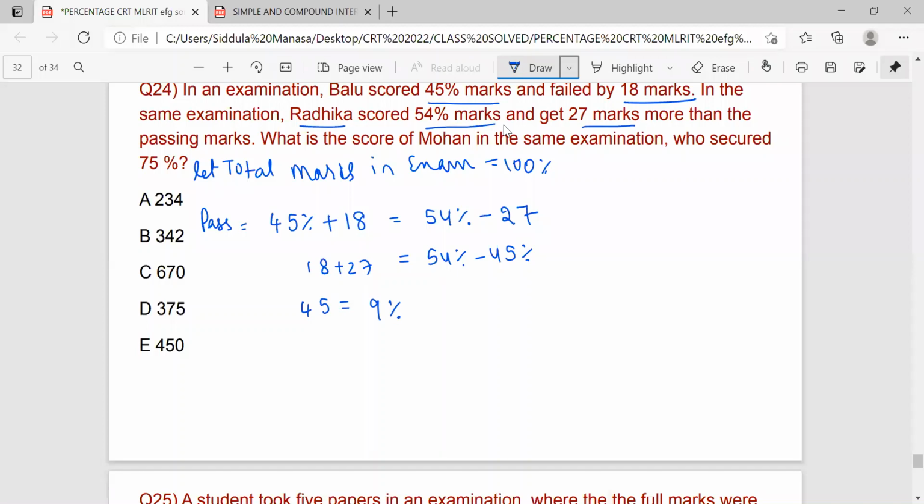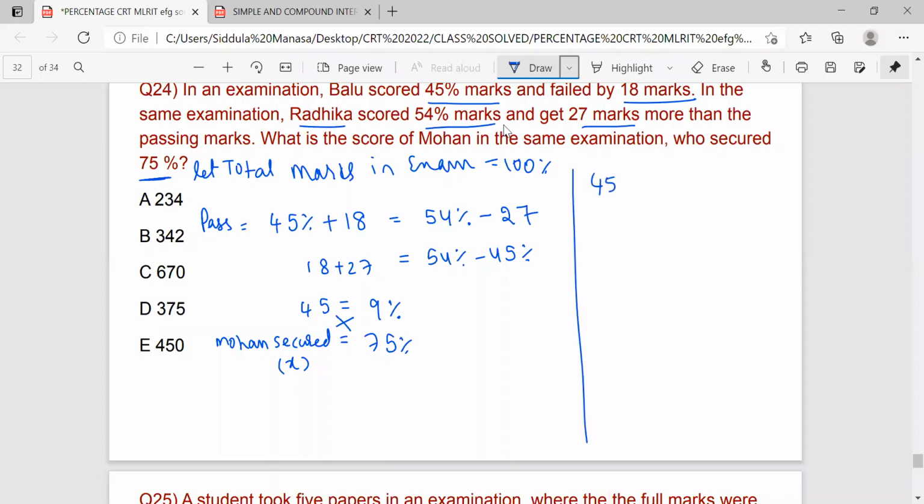So 9% of the marks in the examination is 45, and we need to figure out 75%, which is what Mohan scored. We don't know what Mohan secured. Let us suppose he secured X marks. X marks is nothing but 75%. So we need to figure it out, so do the cross multiplication.